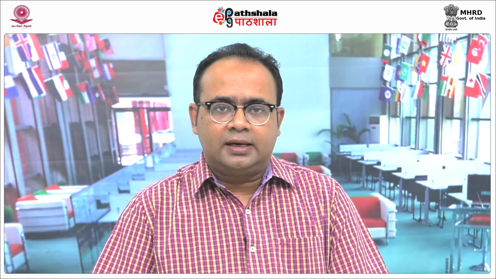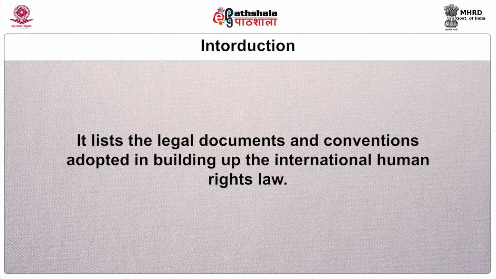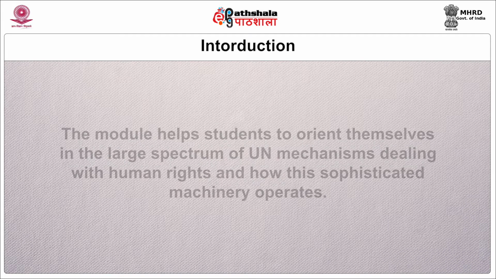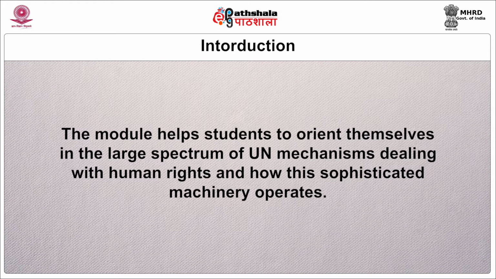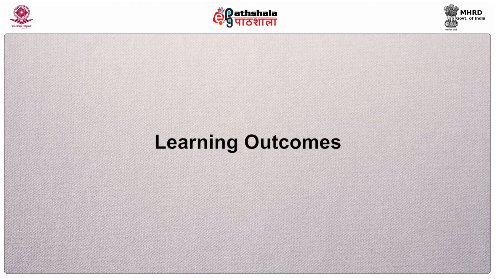This module introduces the UN machinery for protection and promotion of human rights. It lists and explains the functions of various UN organs, including the principal organs and UN offices responsible for protecting human rights. It lists the legal documents and conventions adopted in building up the international human rights law. The module helps students to orient themselves in the large spectrum of UN mechanisms dealing with human rights and how this sophisticated machinery operates.